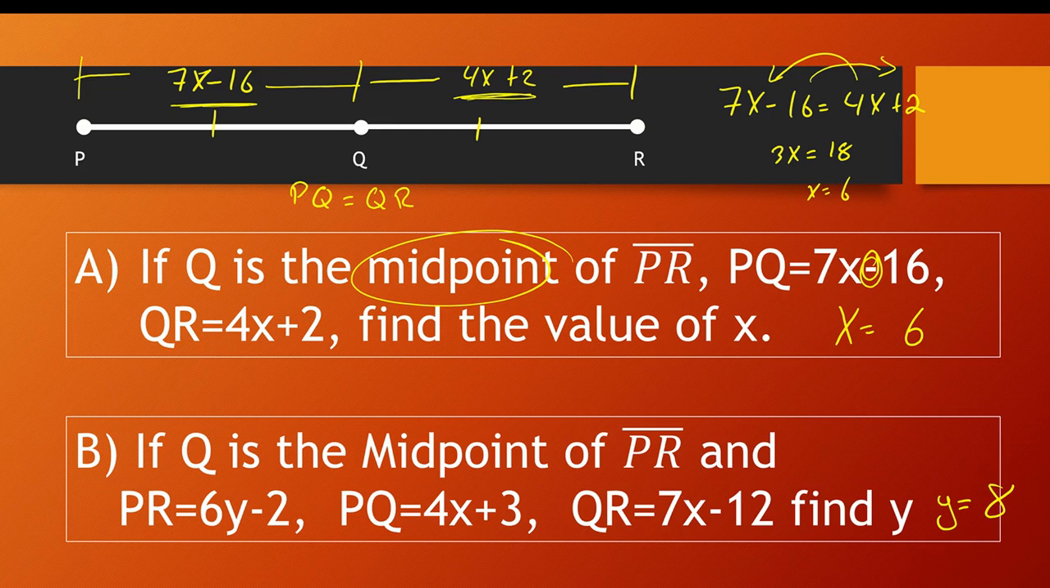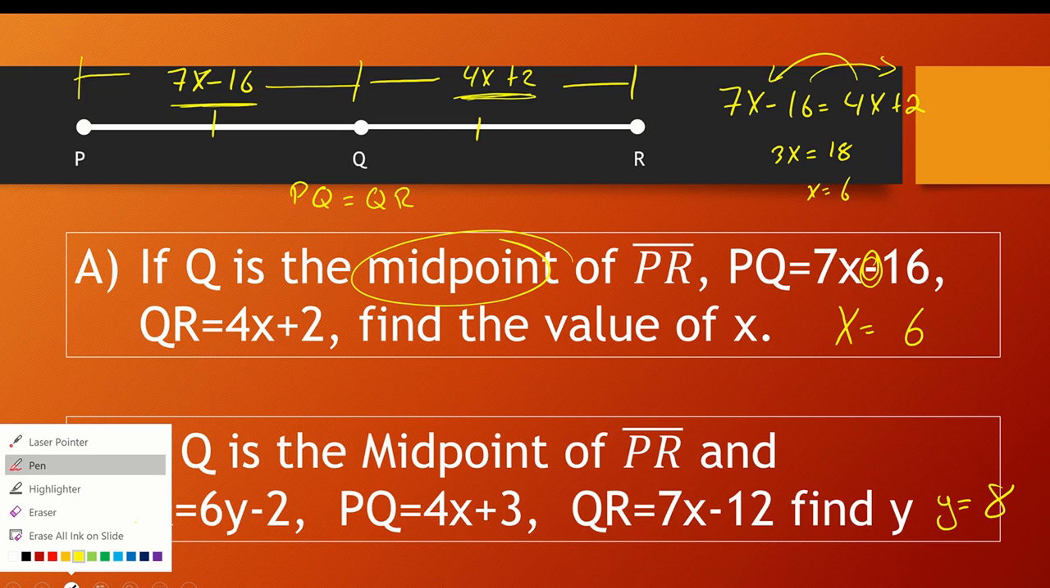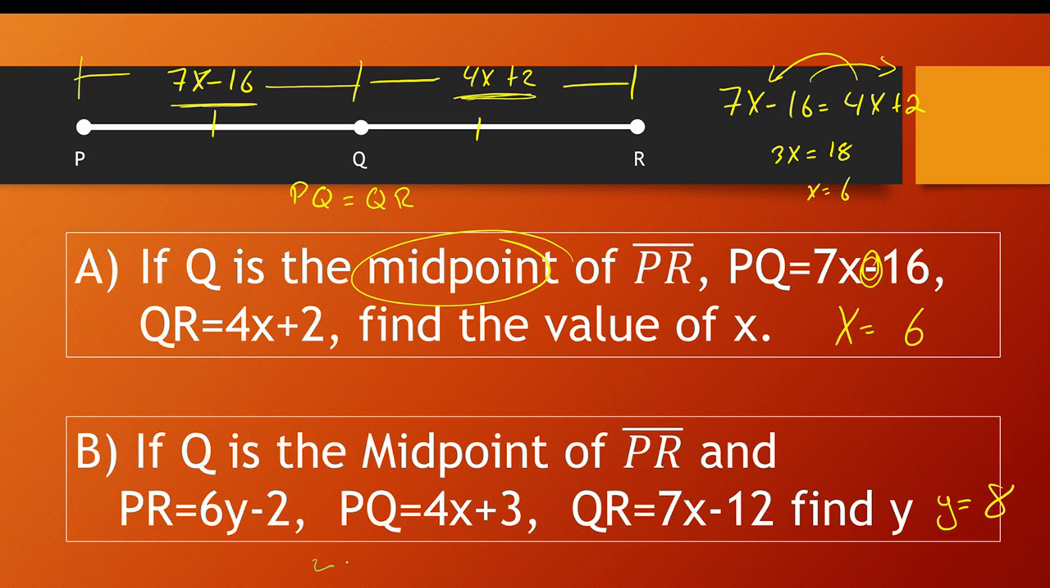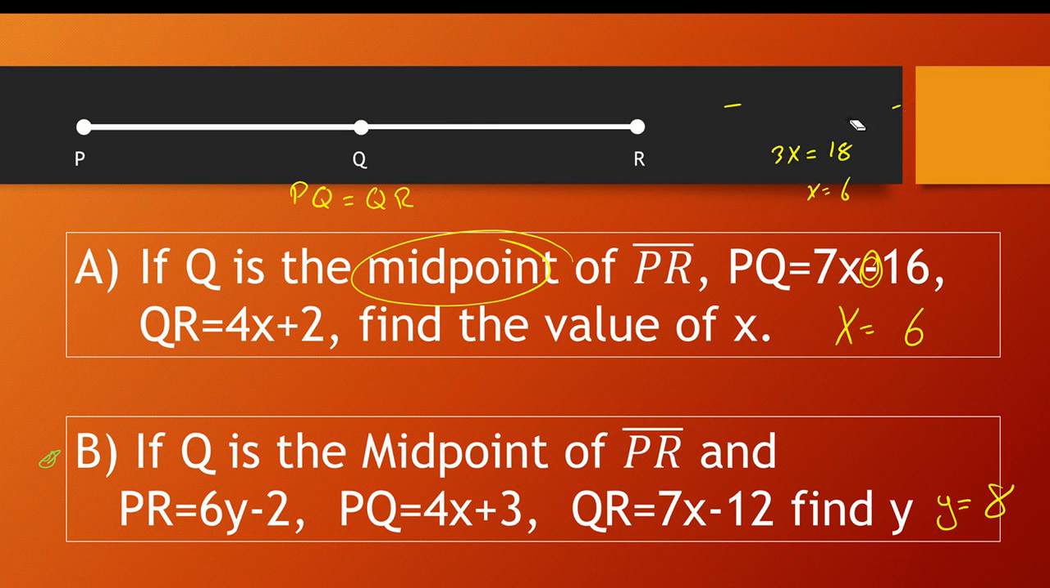This last one, let's see if I can leave it there. Can you see? It's good enough. All right, so for part B, it says Q is a midpoint of PR, right? And it says PR, so the entire thing. Oh, I'm going to go ahead and erase it because this one is a little trickier.